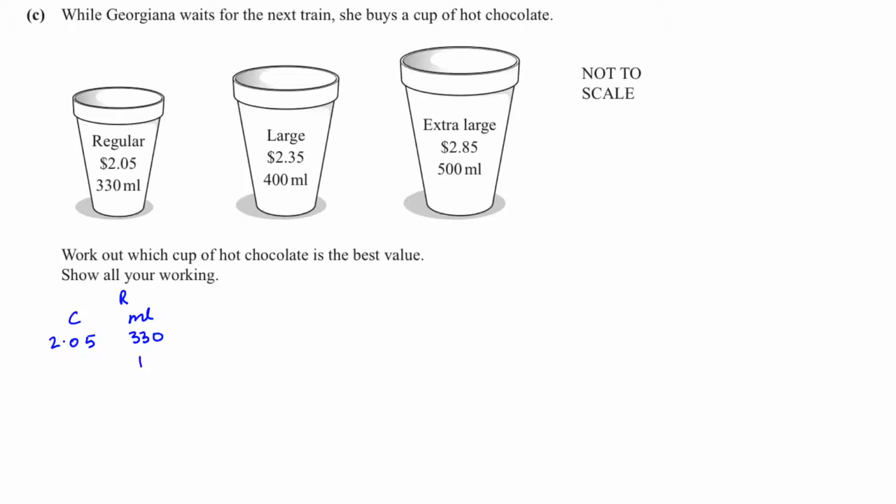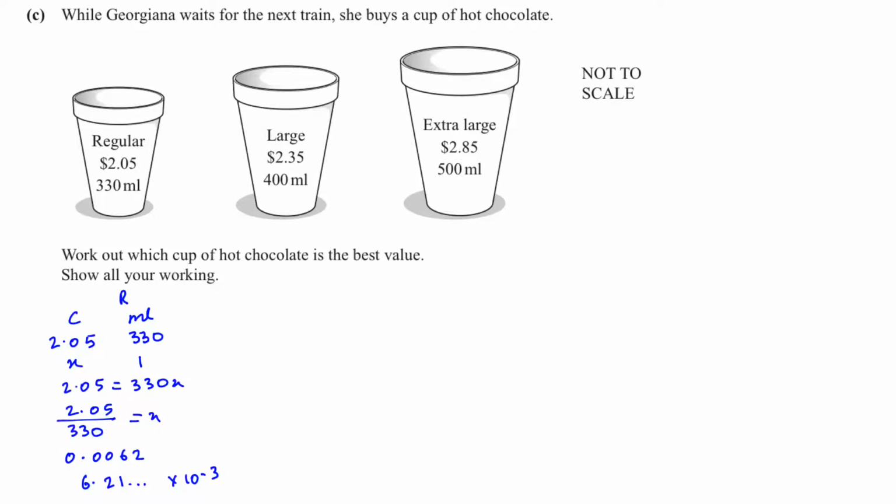For 1 milliliter, what is the cost going to be? We'll cross multiply. 1 multiplied by 2.05 is equal to 330x. 2.05 divided by 330 is 0.0062. So this is the cost of 1 milliliter. In the calculator, most probably you will get it written as 6.21 multiplied by 10 to the power of -3. So this is in standard form. We have to write it as an ordinary number. -3 means we move the decimal 3 places to the left.